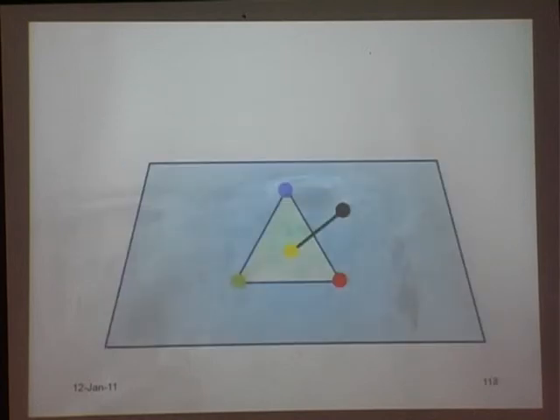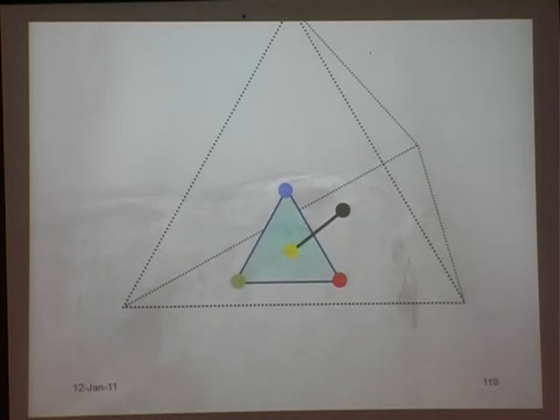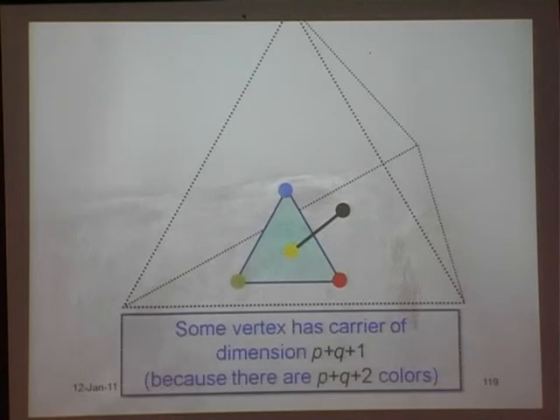And the reason they're conflicting is that they lie in the same hyperplane of dimension p plus q. So if you write these out in coordinates, then you only need p plus q plus 1 coordinates to capture the whole thing. Because they overlap, they're basically squashed into a smaller dimensional plane. So the next observation is that it must be the case that some vertex has a carrier of dimension p plus q plus 1, because there are p plus q plus 2 colors.